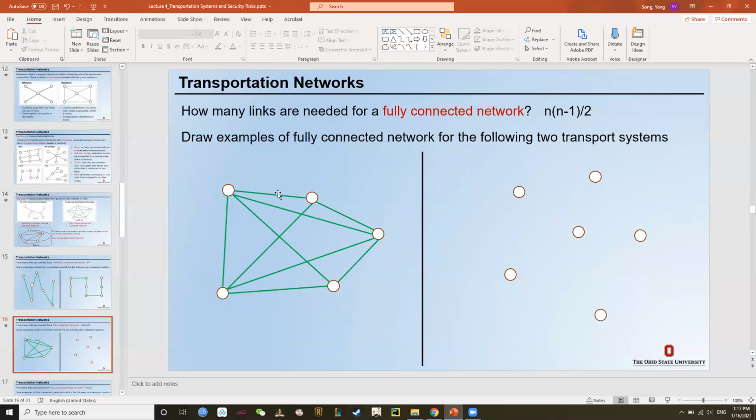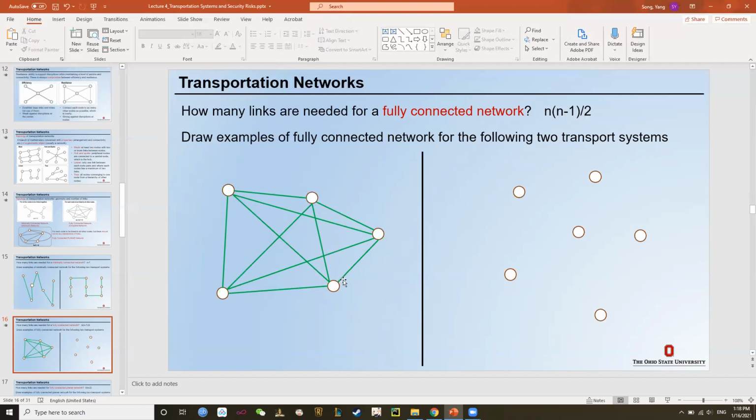Okay, let's count the number of links. 1, 2, 3, 4, 5, 6, 7, 8, 9. One more. Where is it? Let me see, yeah, here we go. We have another one here because these two nodes, they're not connected. Now we have 10 links. So 5 nodes, 5 multiplied by 4, 20. 20 divided by 2, 10. Yeah, here is the solution.